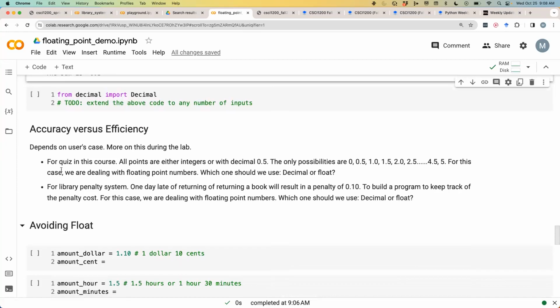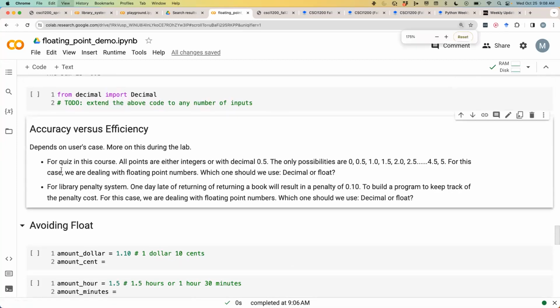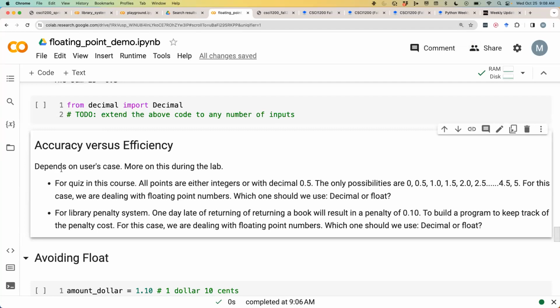Okay. Now we look at some of the use cases for which we need to decide whether we want accuracy or whether we want efficiency. So the first case, say for quizzes in this course, all points are either integers or with decimal 0.5. So sometimes the points is 0.5 for one question, or we deduct 0.5 for minor errors, but we keep everything either 0.5 or some integers. So the only possibilities are either 0, 0.5, 1.0, 1.5, all the way to 5.